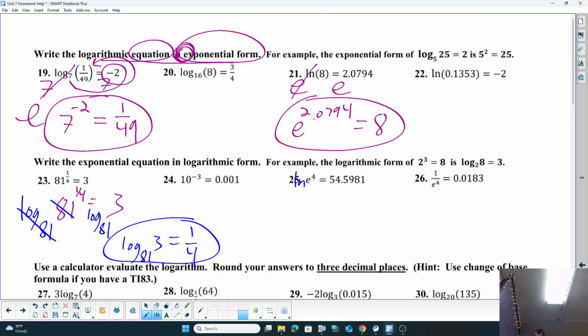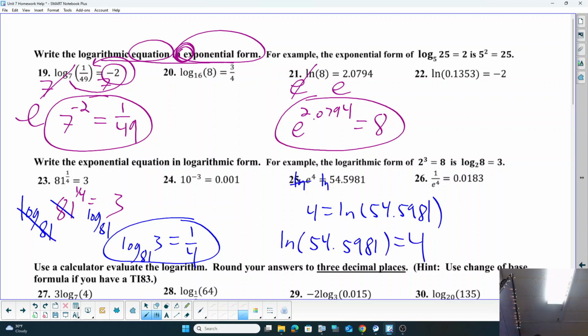This one we're going to ln both sides. Ln both sides, that gets rid of base e. So now we're left with 4 is equal to ln of 54.5981. And so then we're going to kind of turn that around. And so that's our natural logarithm. And if you plug that in your calculator, you'll get that as an answer for 4.